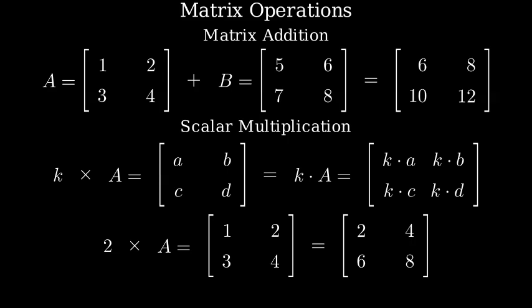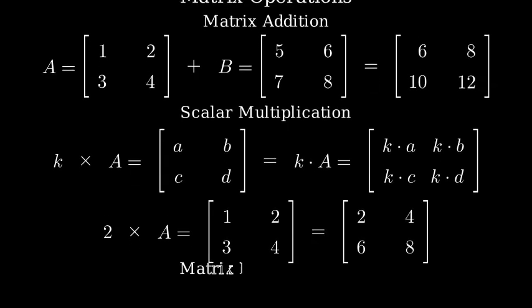When multiplying a 2 by 3 matrix with a 3 by 2 matrix, we get a 2 by 2 result. Each element in the result is the sum of products of corresponding elements from a row of the first matrix and a column of the second matrix.